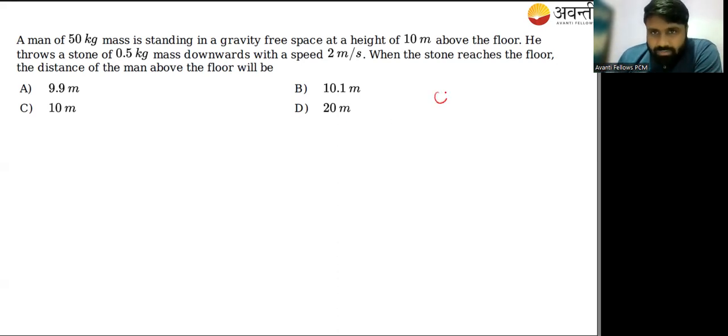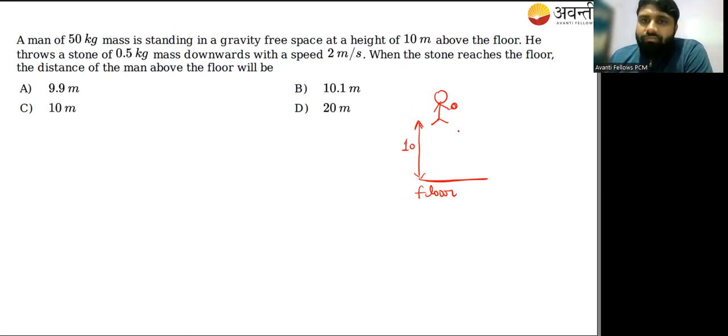Now, this is the man here, he has a stone in his hand, and let's say this is a floor 10 meters below. He is standing in a gravity-free space. So if there is no gravity, there is no external force. So initially the center of mass of this stone and this man will be at the same position. And when he releases this stone, it will reach down to the ground.